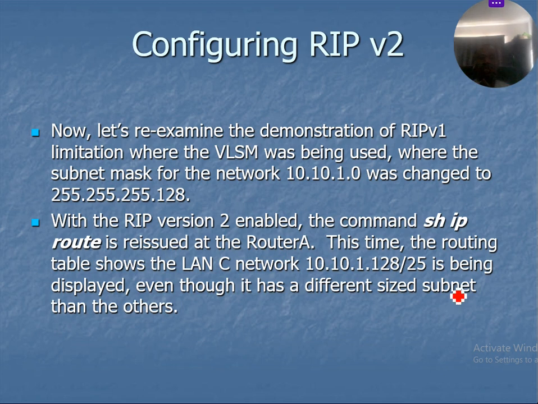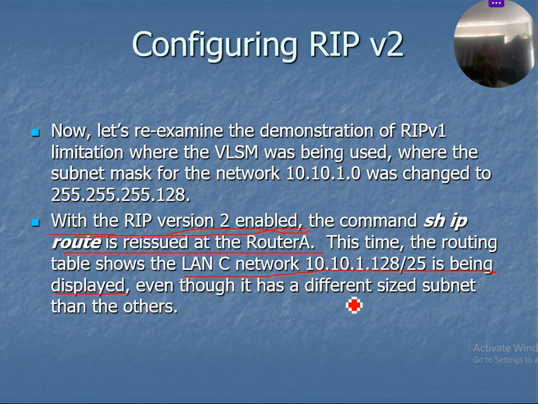Now, still on version 2, let's re-examine the demonstration of the RIP version 1 limitation, where VLSM was being used and the subnet mask for the network 10.10.1.0 was changed to 255.255.255.128. Now, with RIP version 2 enabled, the command show IP route is reissued at the router. This time, the routing table shows the LAN C network 10.10.1.128/25 being displayed. So you now see LAN C is displayed, not an error like in the first case.